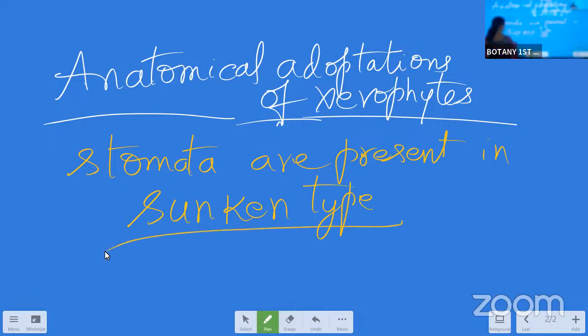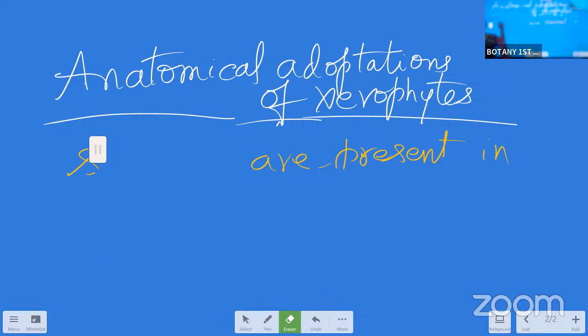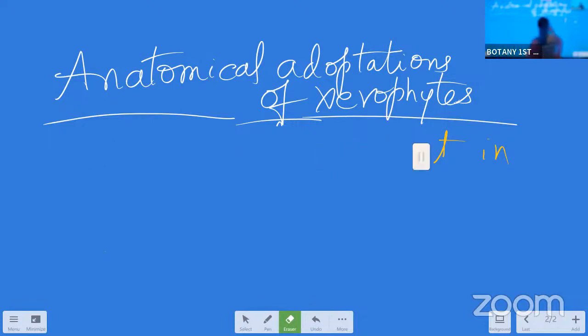Sunken type. This is again the most important point we have to say in the xerophytes. Stomata are sunken type. This is to reduce the rate of transpiration again. Sunken type of stomata means they are present inside the mesophyll tissue of the leaf, so that it can reduce the rate of transpiration in the plant body. The same thing we can see in the diagram also.